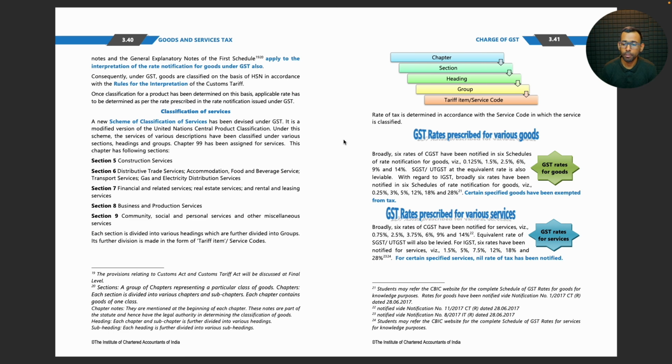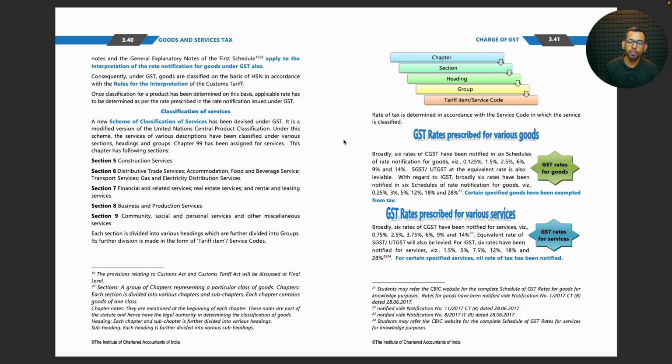GST rates prescribed for various goods. Broadly, 6 rates of CGST have been notified in 6 schedules of rate notification for goods, viz. 0.125, 1.5, 2.5, 6, 9 and 14. SGST and UTGST at the equivalent rate is also leviable. With regard to IGST, broadly 6 rates have been notified in 6 schedules of rate notification, viz. 0.25, 3%, 5%, 12%, 18% and 28%. Certain specified goods have been exempted from tax.